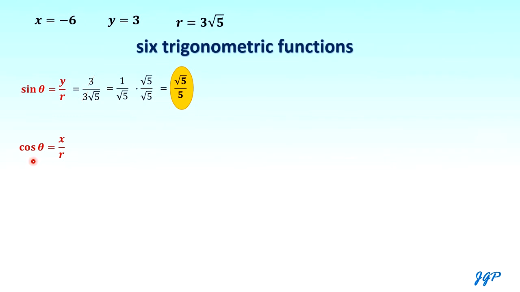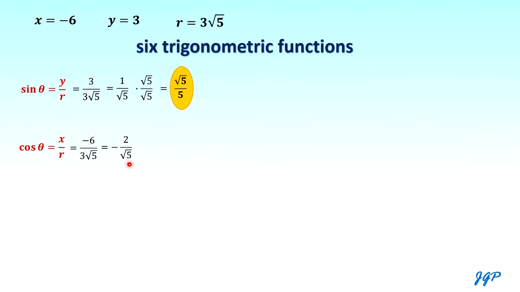Let's have cosine theta, and that is the value of x over r. Replace this x by negative 6 and replace this r by 3 square root of 5. And here it is. We have now negative 6 over 3 square root of 5. You can cancel 6 and 3 since they are both divisible by 3. This negative 6 becomes negative 2. This 3 becomes 1. And we have now negative 2 over square root of 5.